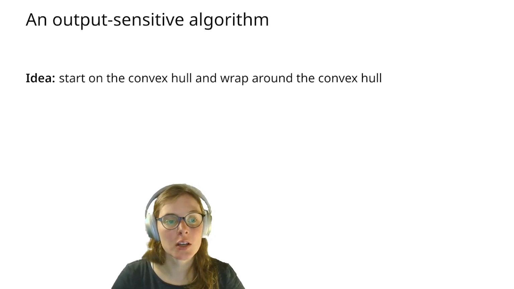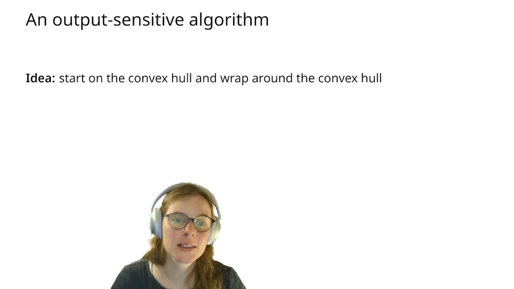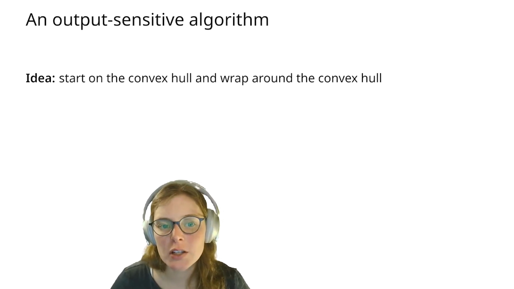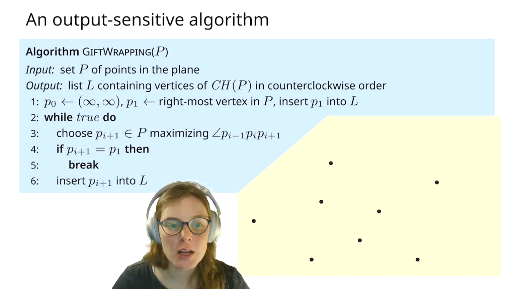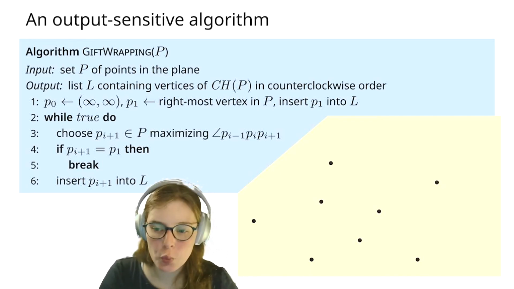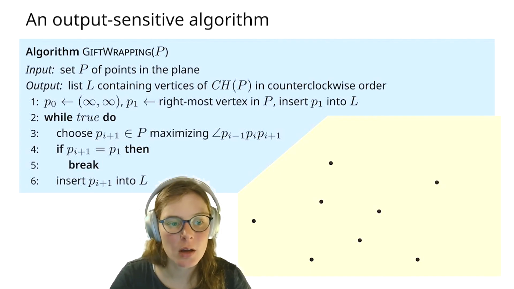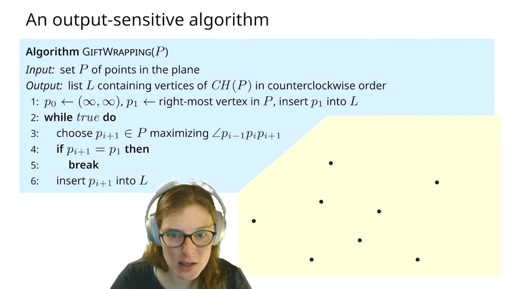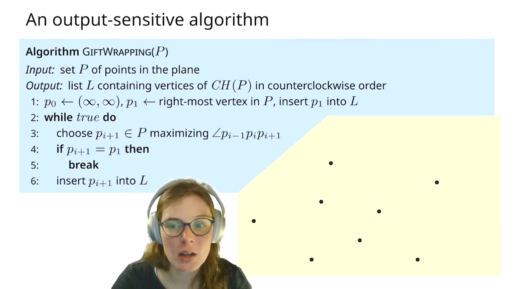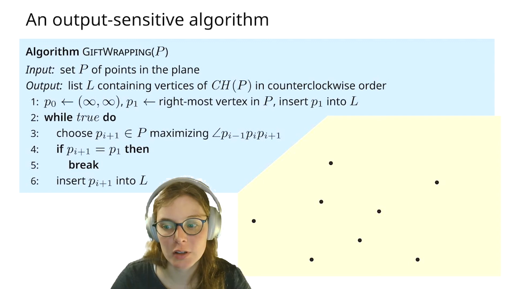So the idea that we're going to use here is we're going to find the first point that definitely lies on the convex hull, and then we're going to try to wrap around the remaining points while building the convex hull. So let me propose the following pseudocode, and in the right bottom corner, I'm going to illustrate this with a small example. So first, we start with a virtual point p0 somewhere at infinity, and we find the rightmost point p1 from the input set P. And we insert p1 into the list L representing the output of the algorithm.